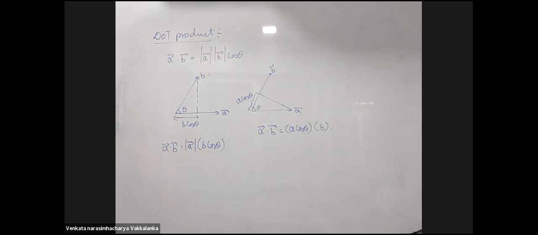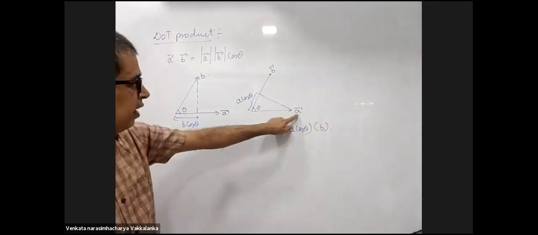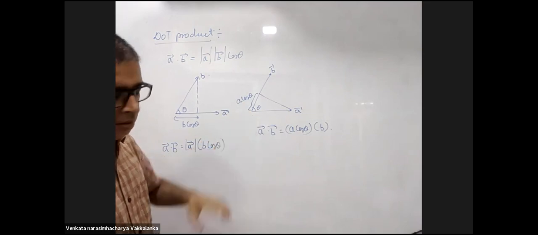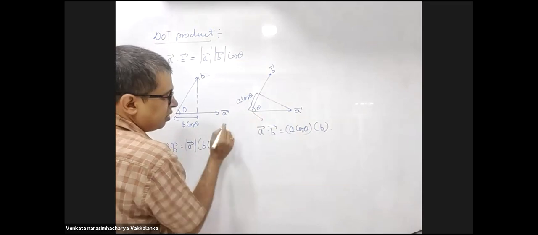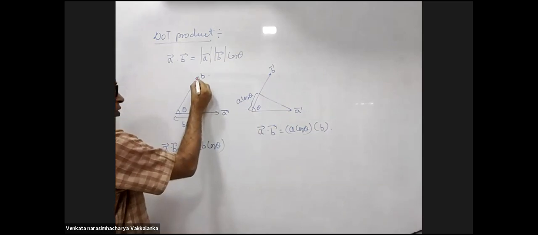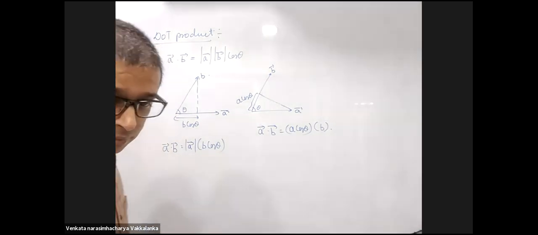Sir, in this question, you wrote A cos theta, and in another example, you wrote B cos theta. How can both the angles be adjacent? Projection of A on B will be how much? A cos theta. This would be A sin theta, which I'm not interested in. Okay. Now, similarly, projection of B on A will be B cos theta. This we did in the last class.